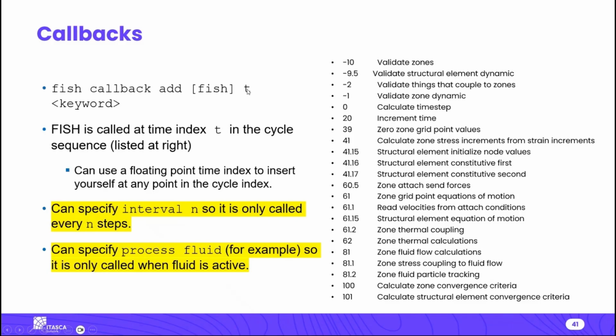So you just specify a value that's maybe less than 0 or slightly greater than 0. So somewhere around the start of the calculation cycle, you will call this function. So at a minimum, fish callback add, the name of a fish function, and then some number, which could be 0.1 or minus 0.1 or something like that.